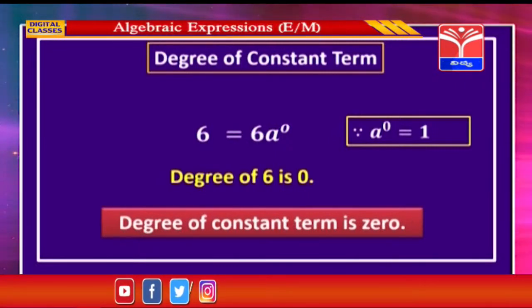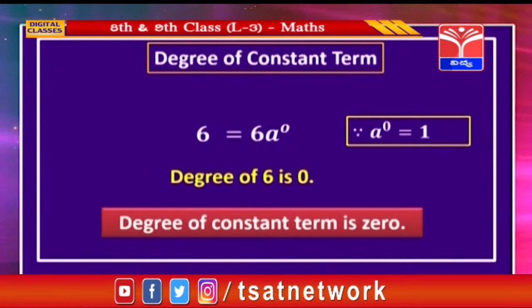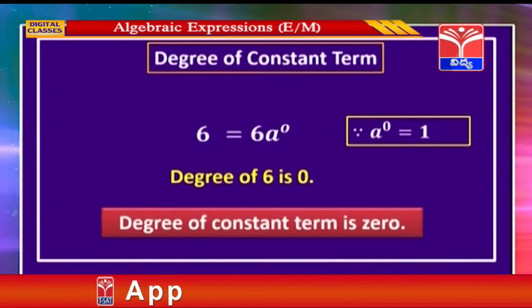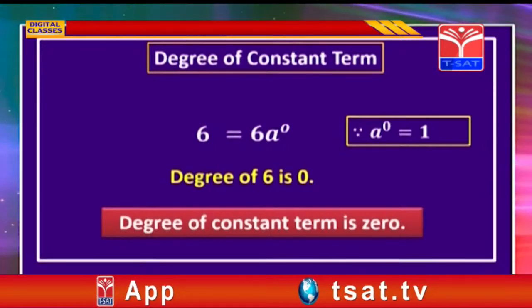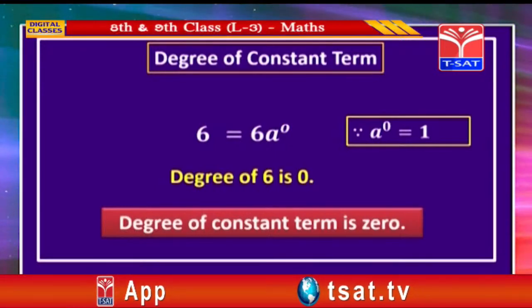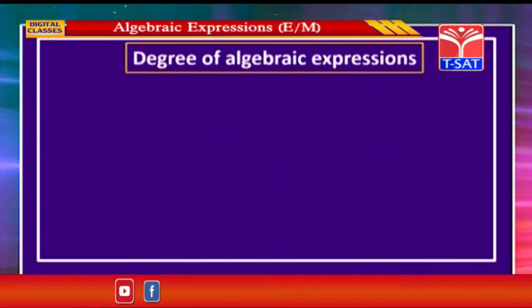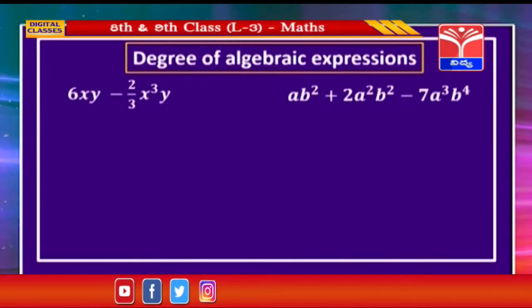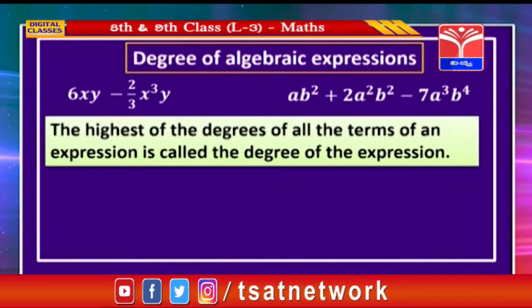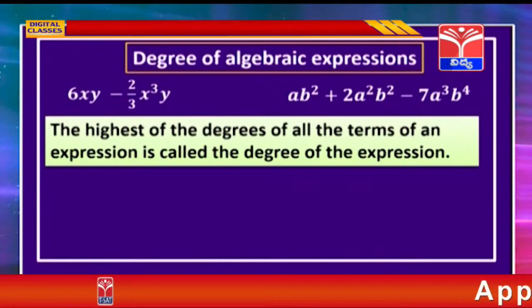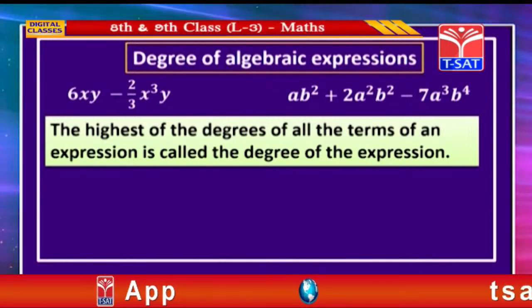That means I can say that the degree of a constant term is always 0. Got it, children? Not only 6, you can take any constant. Like if I ask you what is the degree of 10, it is simply 0. Even if I ask you what is the degree of 5, the answer is 0. Got it, children? Now let us find the degree of algebraic expressions. So consider the algebraic expressions shown on your screen, children. The highest of the degrees of all the terms of an expression is called the degree of the expression.